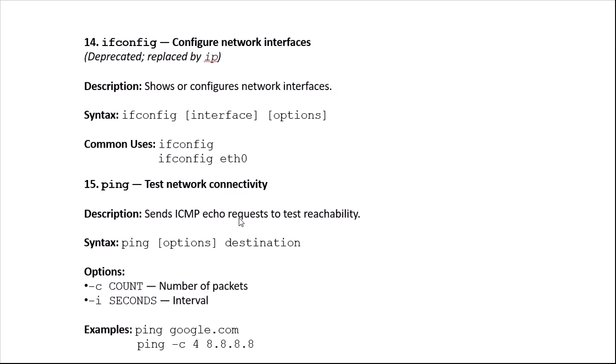15th command is ping, which tests the network connectivity. The description is: send ICMP echo requests to test reachability. Syntax is ping, options, and destination. Options: -c is count, the number of packets, and -i is the interval in seconds. Examples: ping google.com, and second is ping -c 4 8.8.8.8.